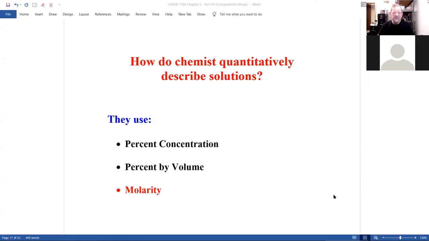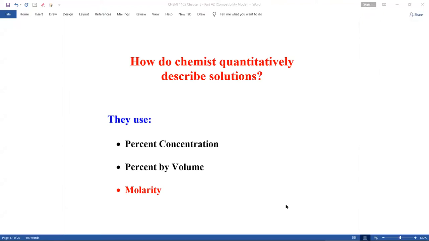All right, thumbs up, people. Do you see how do chemists quantitatively describe solutions on your screen? Thank you. All right, let's consider the following.